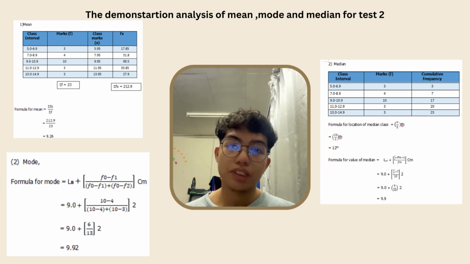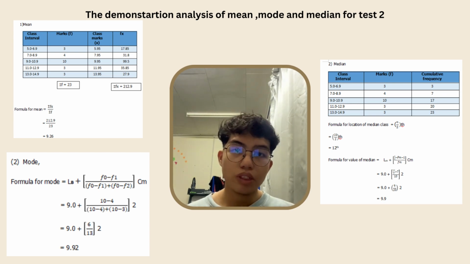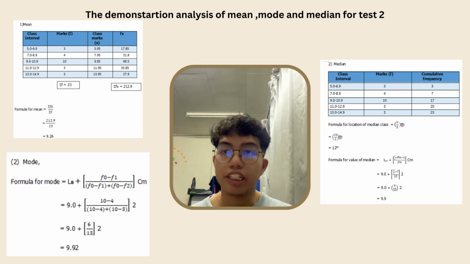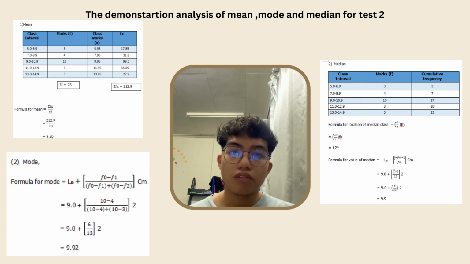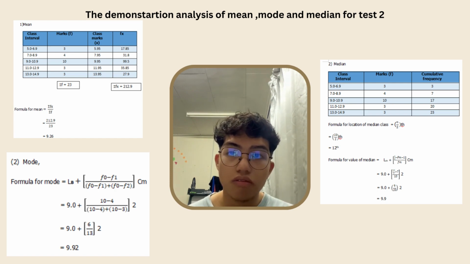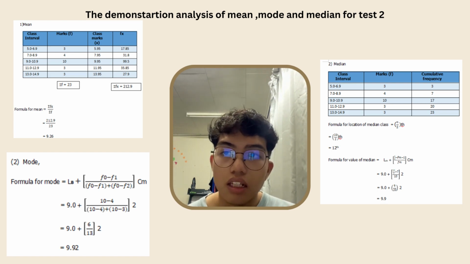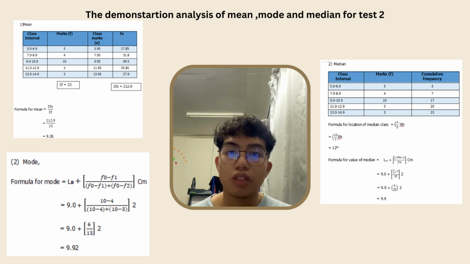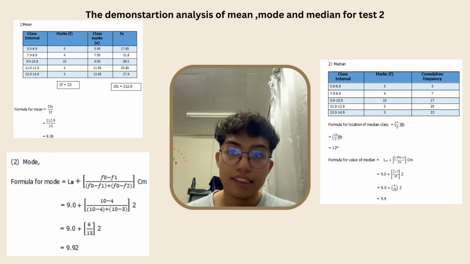So today I want to present about mean, mode, median for test 2. As you can see from the table of mean, the total of F is 23 and the total of Fx is 212.9. So the formula for mean is the total of Fx divided by the total F. So 212.9 divided by 23 and you can get the answer 9.26.